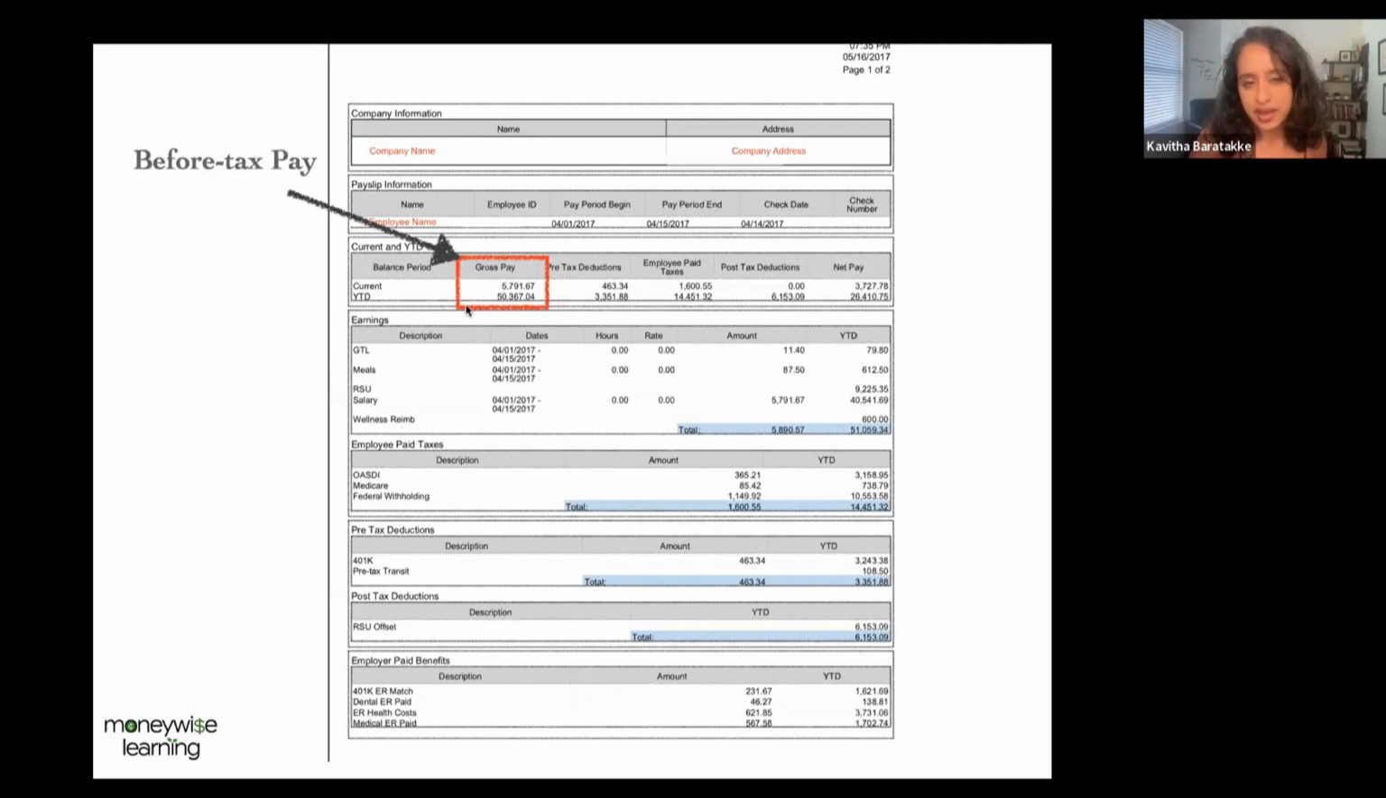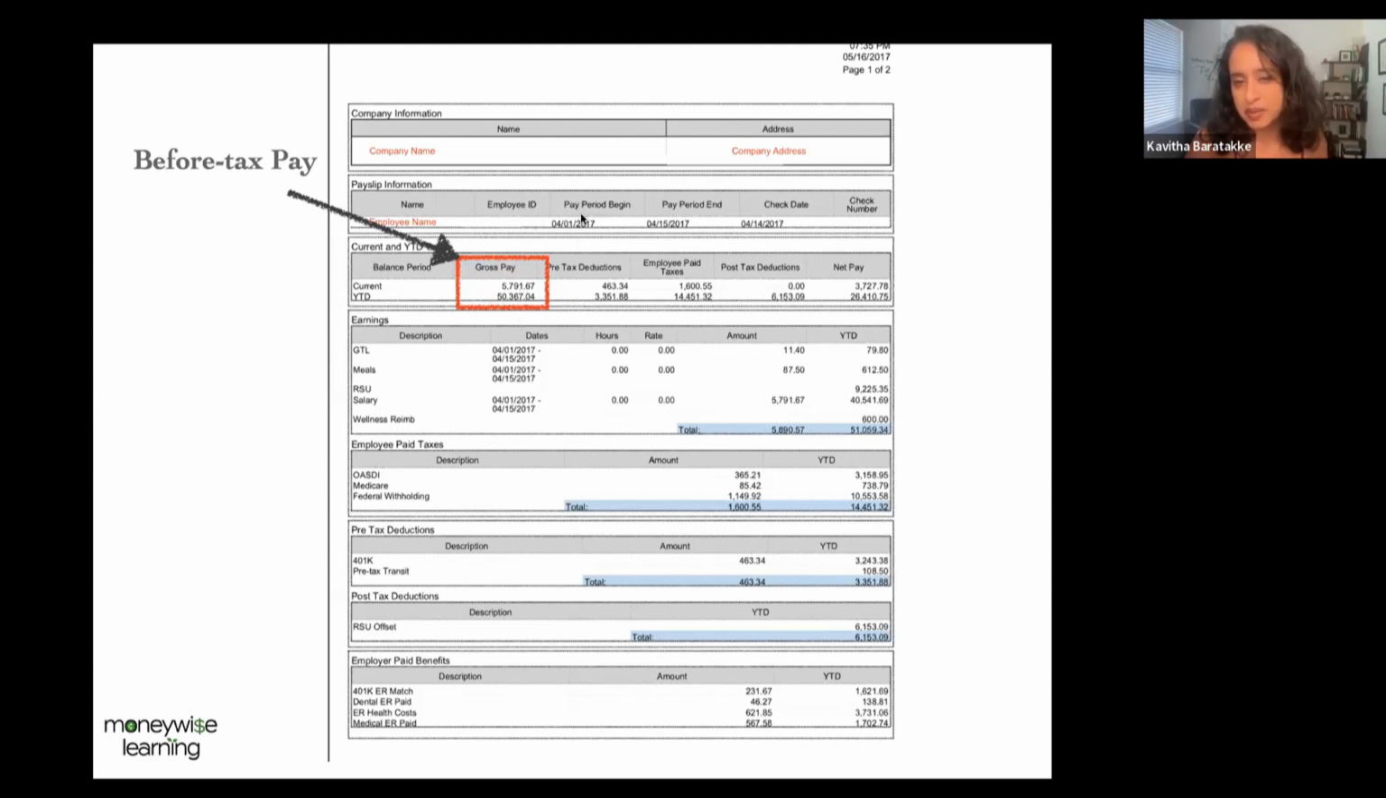And then you have gross pay. Gross pay is the before taxes pay. That's what you really earned, right? And then there are two pieces within the gross pay. Let's go back a little bit. Within the gross pay, there's current gross pay, which means for this paycheck, what did you get paid? And there's YTD, which means year to date. For the beginning of the year to now, what did you get paid?